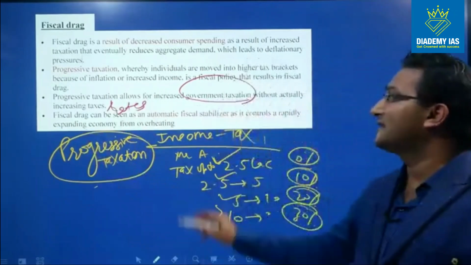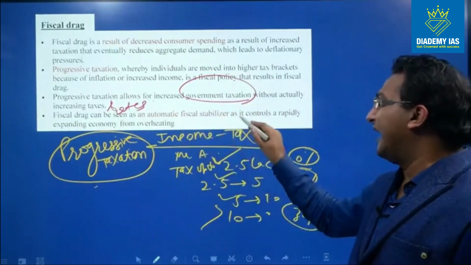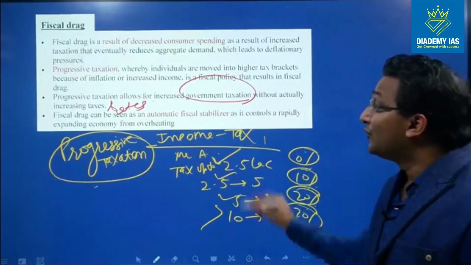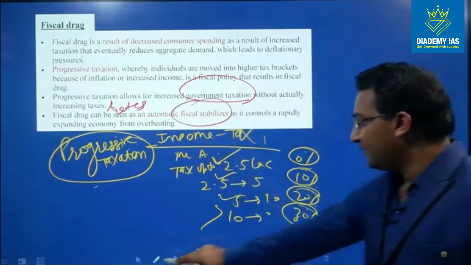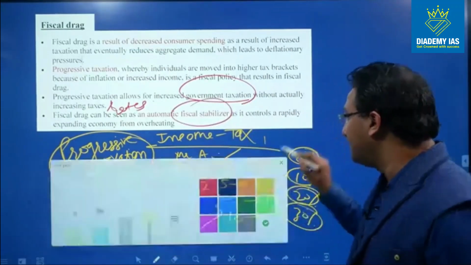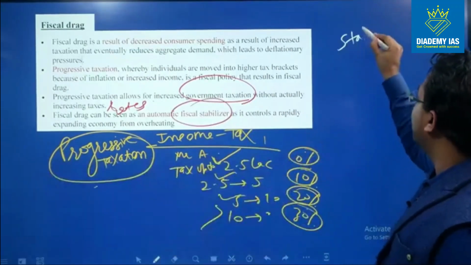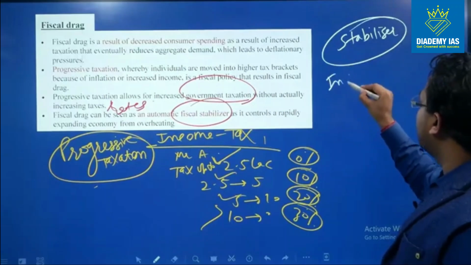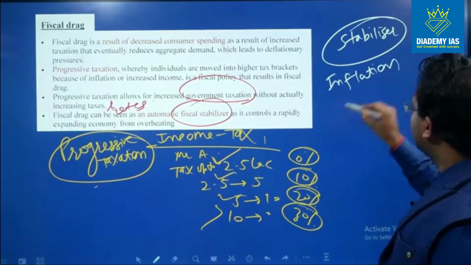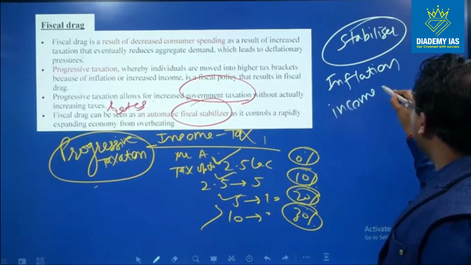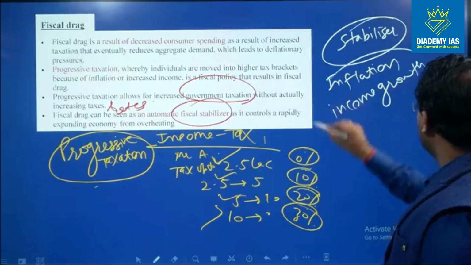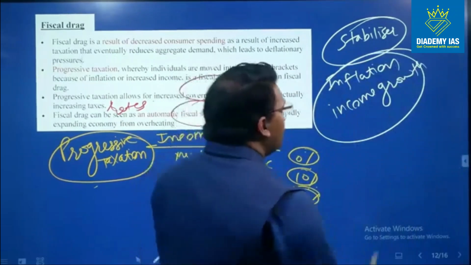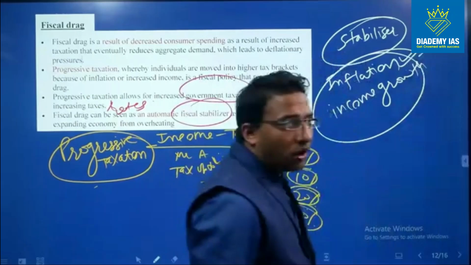Fiscal drag can be seen as an automatic fiscal stabilizer, as it controls a rapidly expanding economy from overheating, right? This is very important. So this acts as a stabilizer. How? When there is high inflation in the economy and the income of the people is increasing, that means the economy is doing good. When the economy is doing good, it is desirable, but this inflation can go beyond control.